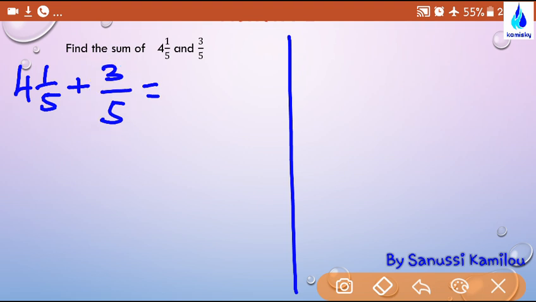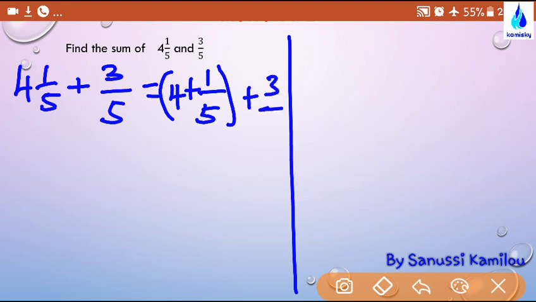But we have said that this one can be written in a particular form. And we said that one is the same as 4 plus 1 over 5. This fraction. Whenever they say 4 whole number 1 over 5, it is the same as 4 plus 1 over 5. Are you okay? Then the other one is 3 over 5.